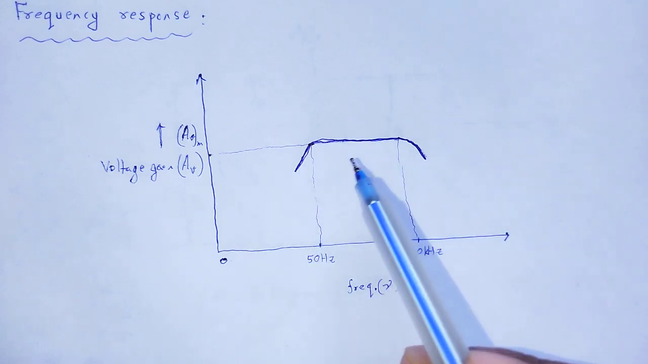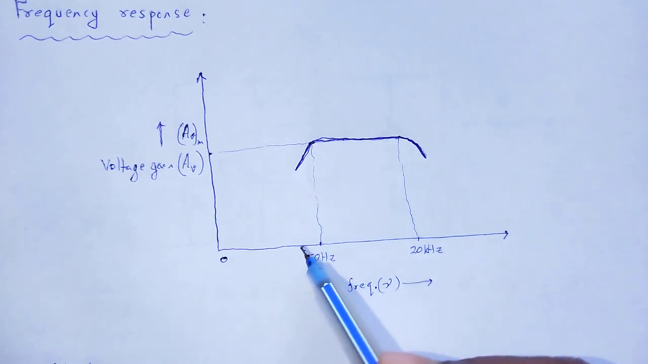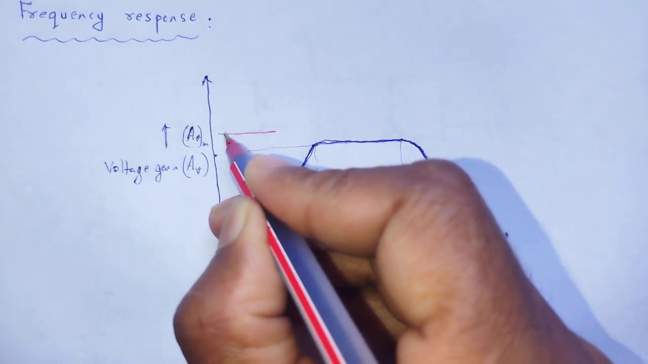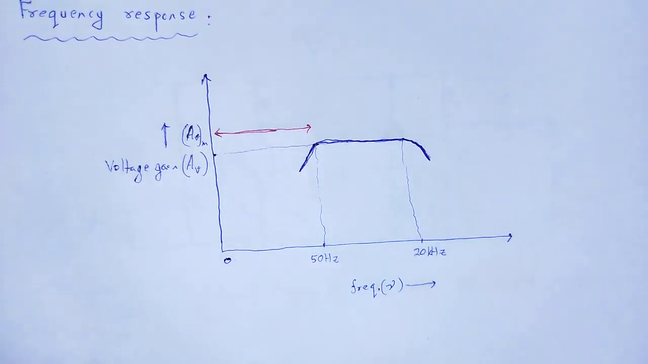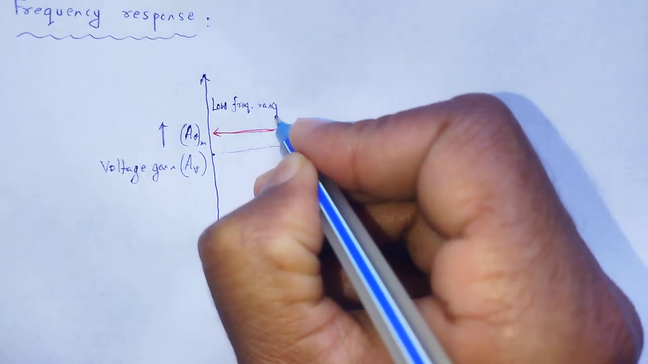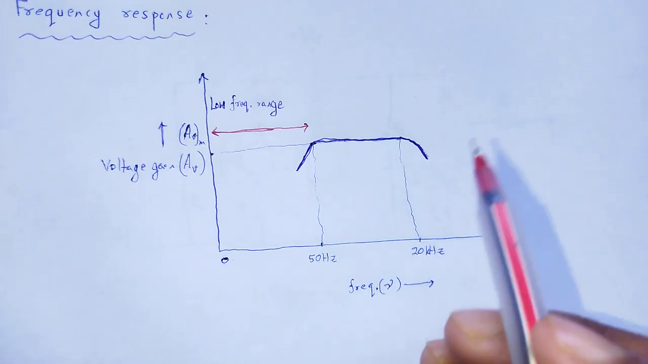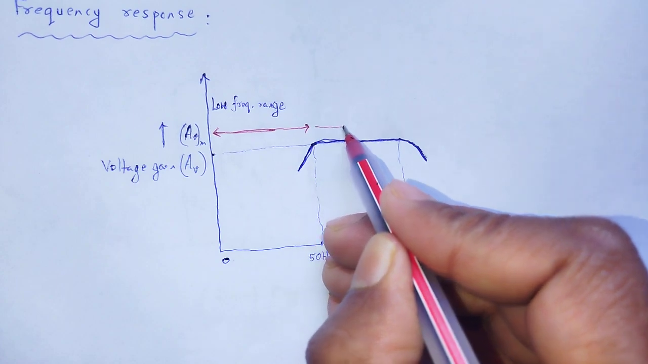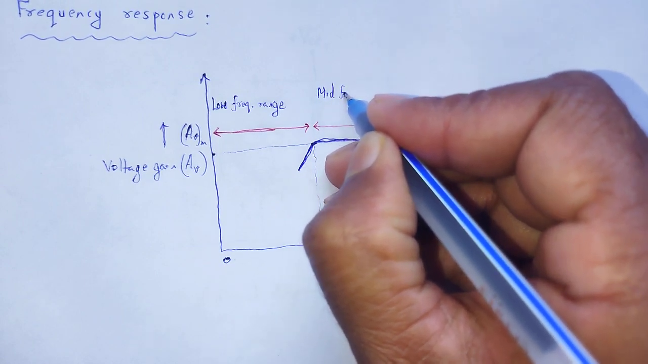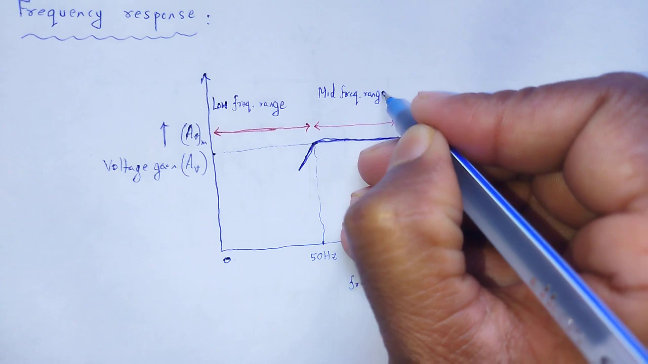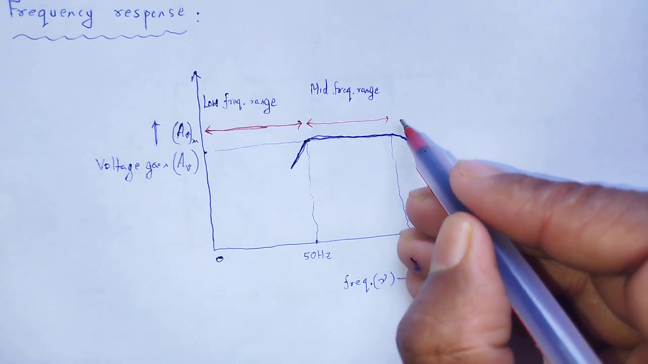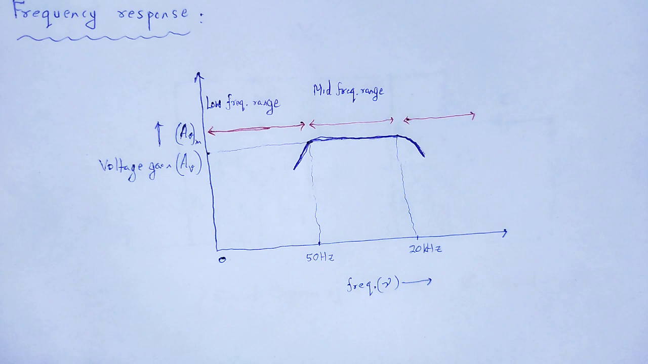Three ranges of frequency are obtained: 0 to 50 Hz is the low frequency range; from 50 Hz to 20 kilohertz is the mid frequency range; and above 20 kilohertz is the high frequency range.